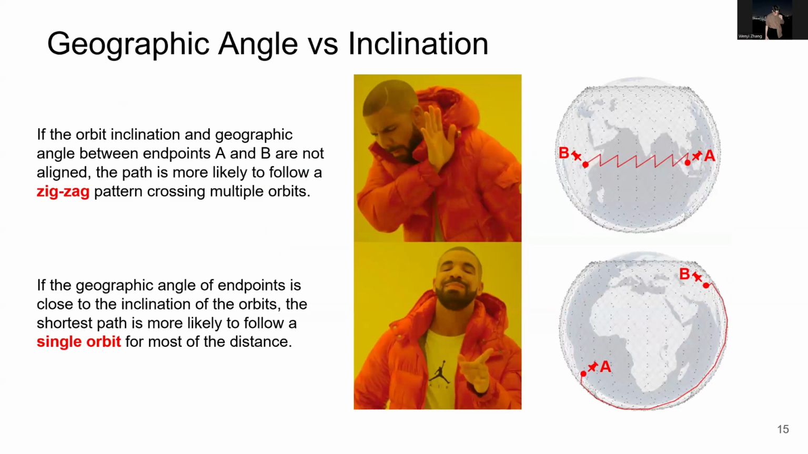If the orbit inclination and the geographic angle between user endpoints A and B are not aligned, the path is more likely to follow a zigzag pattern across multiple orbits. If the geographic angle is close to the inclination of the orbits, the shortest path is more likely to follow a single orbit for most of the distance.